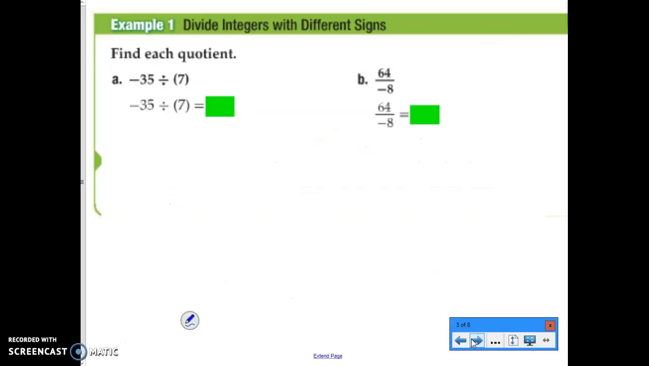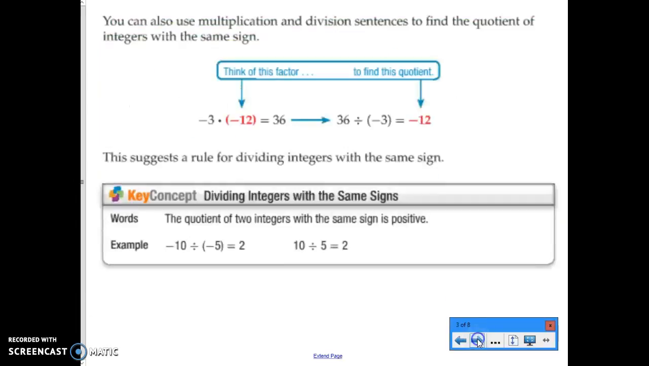All right, let's take a look at A. Here I've got a negative number divided by a positive number, and I know a negative divided by a positive is going to give me a negative number. 35 divided by 7 gives us 5, and so negative 5 is my answer choice. B, I have a positive divided by a negative. A positive divided by a negative gives us a negative. And 64 divided by 8 gives us 8. So your answer choice would be negative 8.